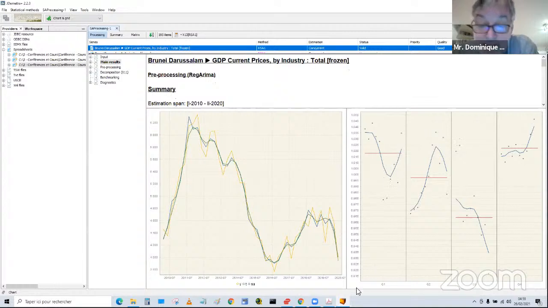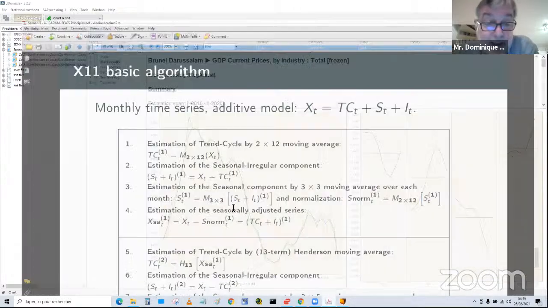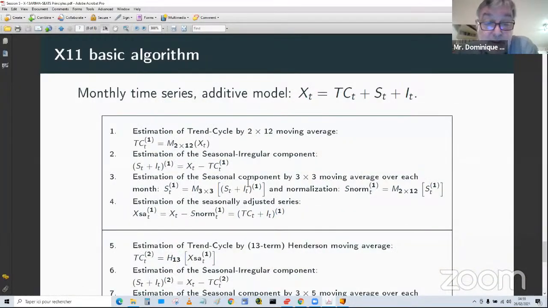Okay, I smooth that. So you have the estimation of a seasonal component by a moving average, 3 by 3 over each month. Okay, so you take all the January points, you smooth them and so on. So it gives you a first estimate. Because you smooth it, you remove a part of the irregular. So you smooth it and you have this first estimation of a seasonal component.